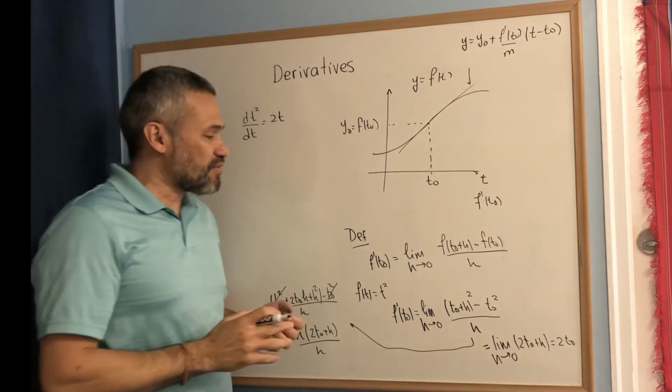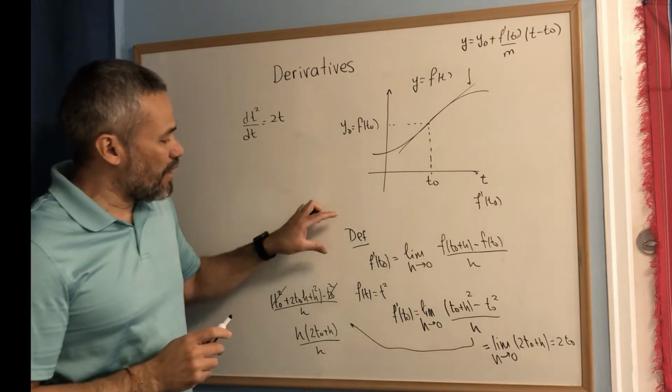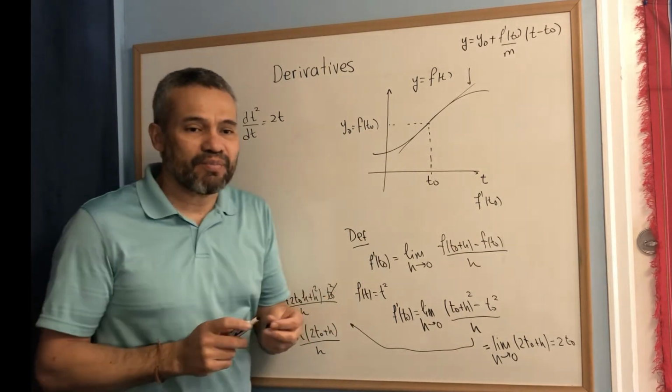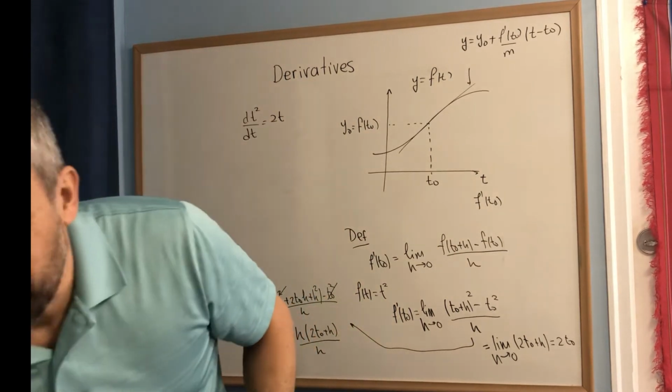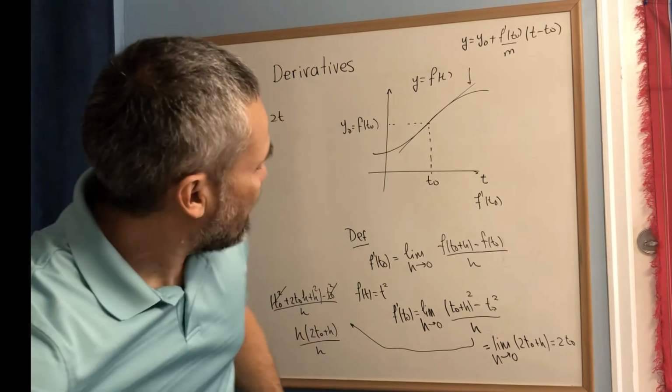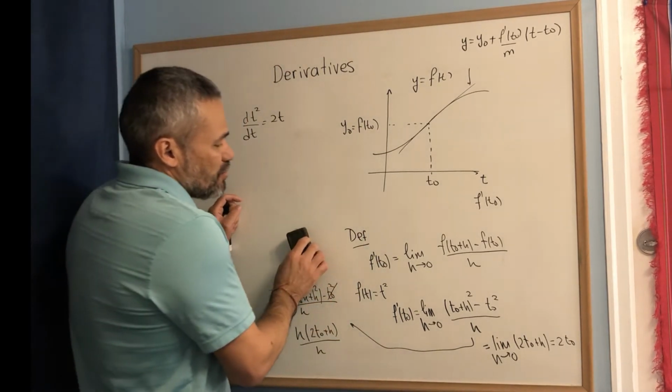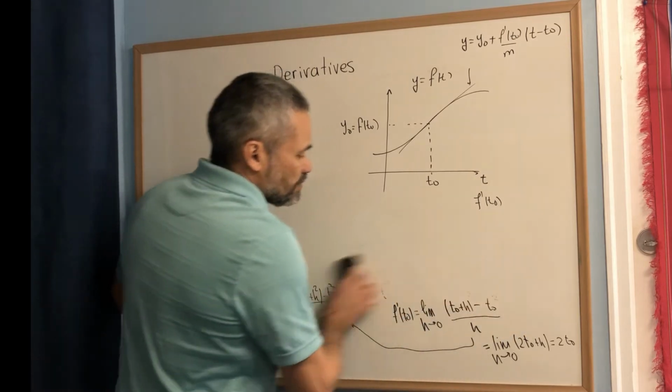But something that is going to happen is that we are not going to use this definition. It will be too long. We're going to be using some properties. And then let's say what properties we will be using to compute derivatives.